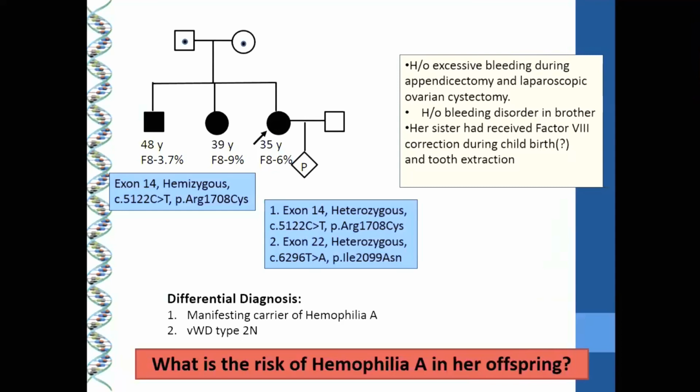In this case, we did the gene sequencing, factor VIII gene sequencing, by Sanger. Even if the father is not symptomatic, it may be that his factor VIII level is not that low. It is mild hemophilia, that is, factor level more than 5%. So they may go undetected throughout their lifespan.